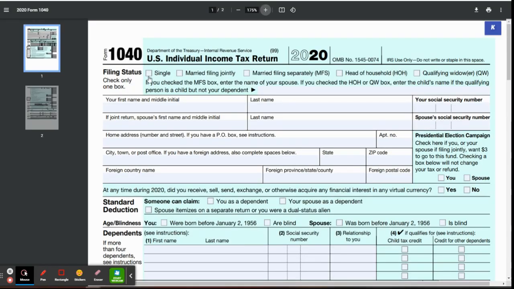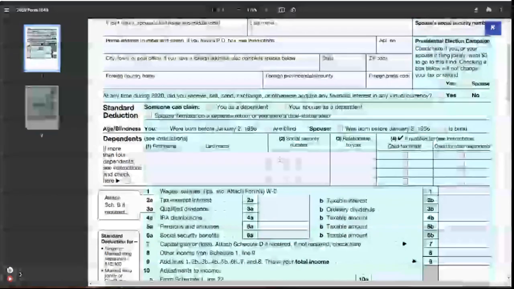So on the 1040, again, select the correct filing status and fill in the information. With this one, we're only given Savannah's name and we aren't given a W-2 that has additional information. So we're going to go ahead and leave that blank.